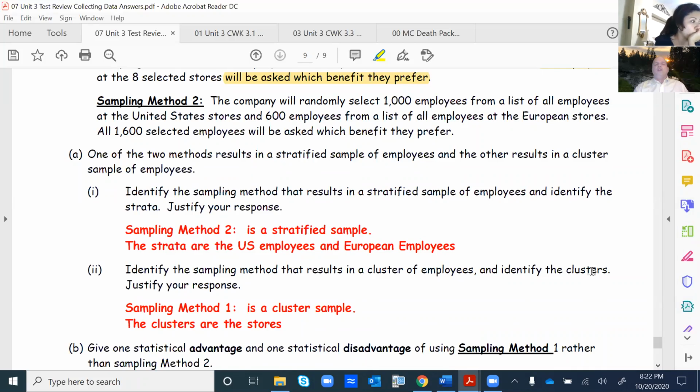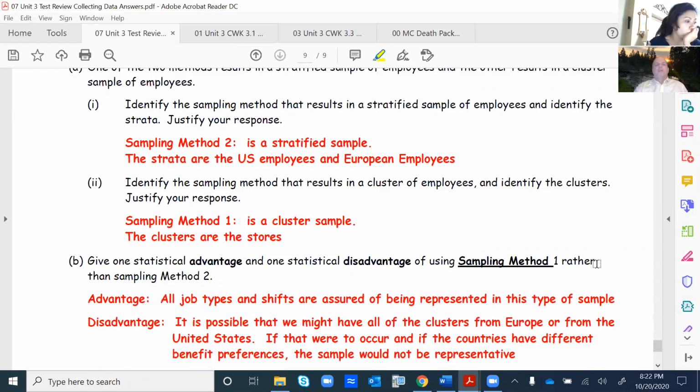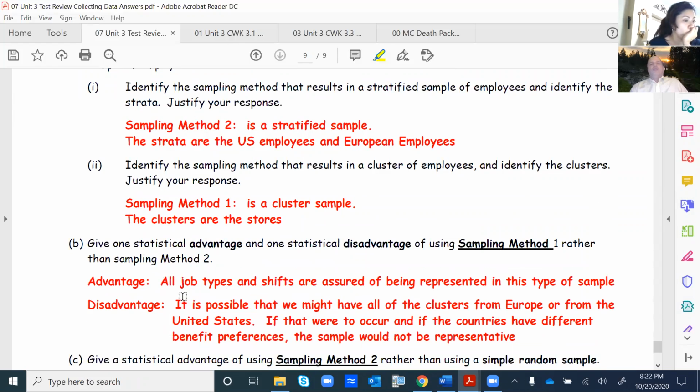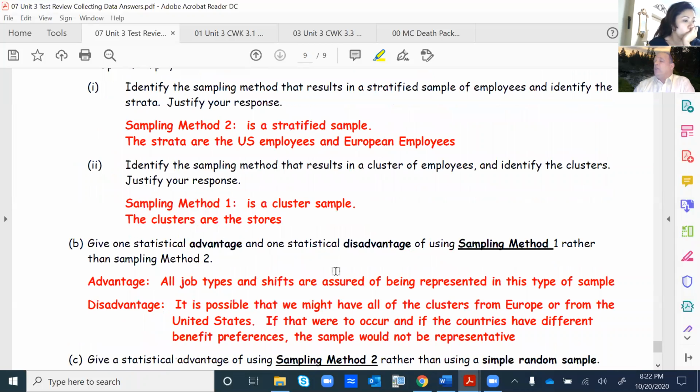Give one statistical advantage and one disadvantage of using sampling method 1. Advantage: all job types and shifts are assured of being represented in this type of sample. So I get to hear about everybody. I get to hear what the manager thinks, and I get to hear what the worker thinks. I get to hear white collar and blue collar, what they believe.